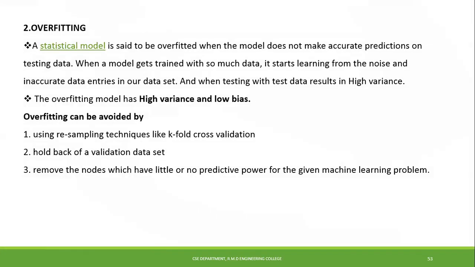A statistical method is said to be overfitted. Second topic we are going to see is overfitting. We say a machine learning algorithm is overfitting when it does not make accurate predictions on the testing data. Overfitting means we have high variance and low bias. Overfitting can be avoided by using methods like resampling techniques, k-fold cross validation, and having many validation data sets, and removing the nodes which have little or no predictive power.